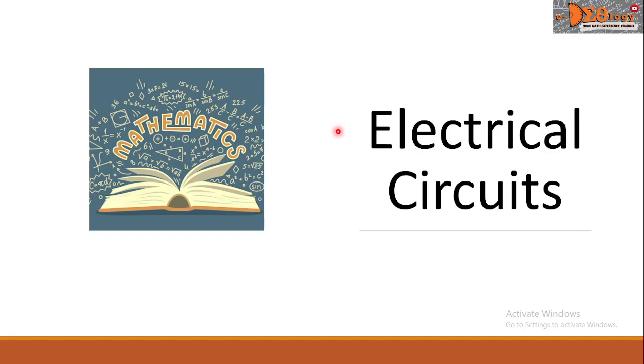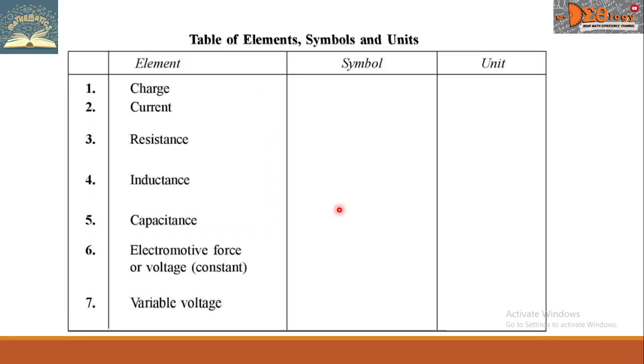Hi everyone. Today we're going to study electrical circuits. First, let us familiarize ourselves with some words, their symbols, and respective units. The first is charge. The symbol is Q and the unit is coulomb. Next word is current. The symbol is I and the unit is ampere.